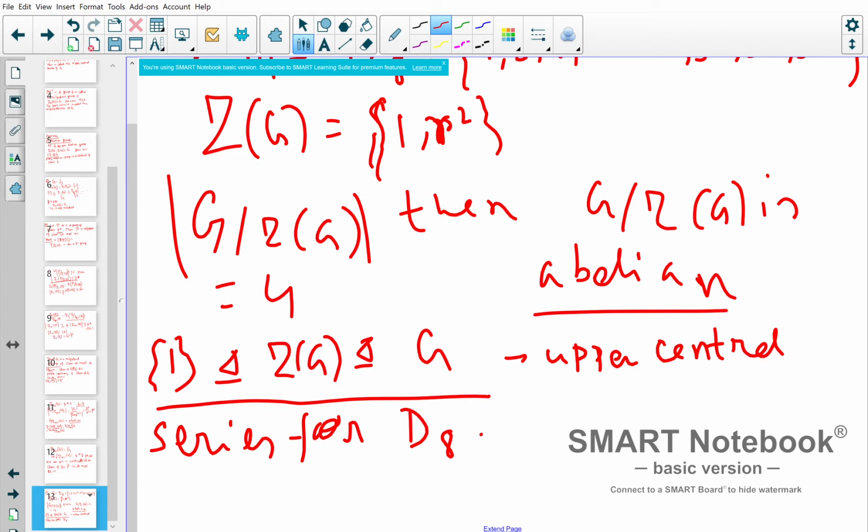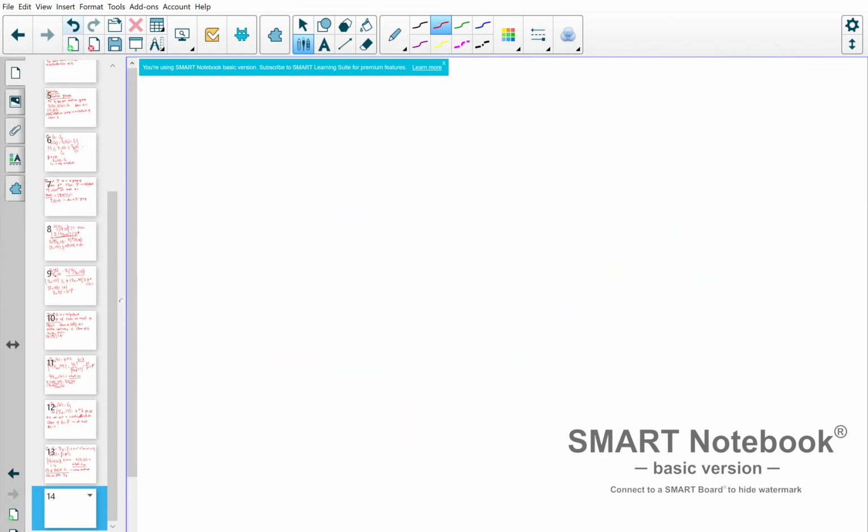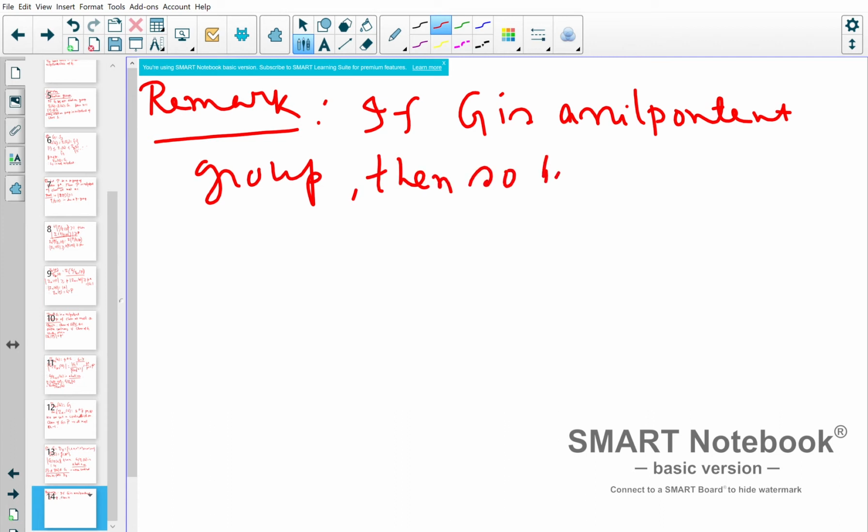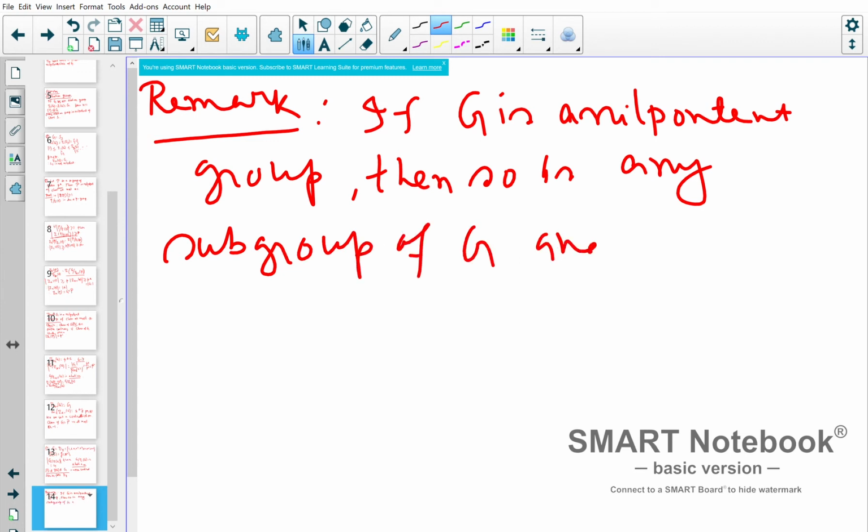Similarly, you can also prove the quaternion group is also the same thing. Okay. Now we will give some characterization theorems which tell you how to identify finite nilpotent groups. But before that, let me also tell you one more thing. So this remark: if G is a nilpotent group, then so is any subgroup of G and any quotient group of G.